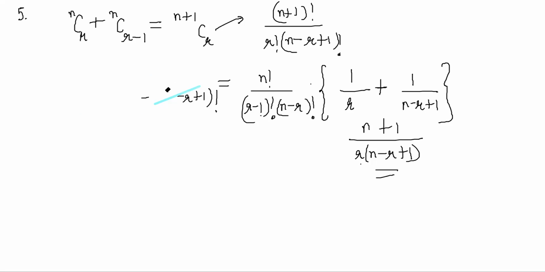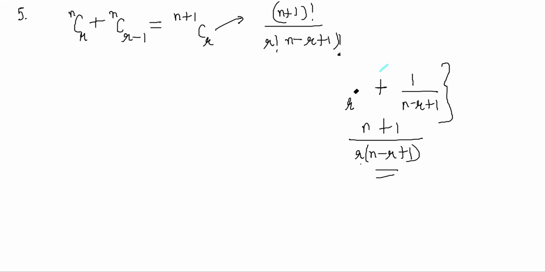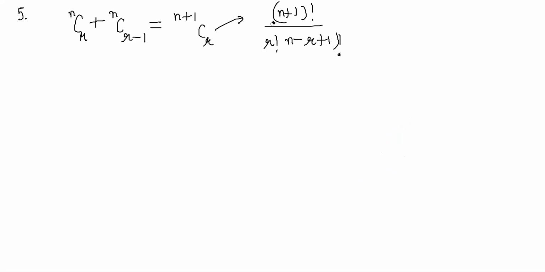This is an important identity. You need to remember this. So the way to think about it is very simple actually. This is an identity that comes from Pascal's triangle. So think of the Pascal triangle.